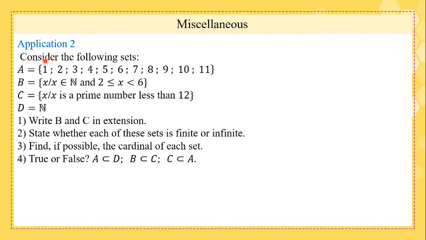Application 2. Consider the following sets A, B, C, and T. Write B and C in extension. State whether each of these sets is finite or infinite. Find, if possible, the cardinal of each set. True or false, A included in D, B included in C, C included in A. Please pause the video and try to solve the application. Solution.